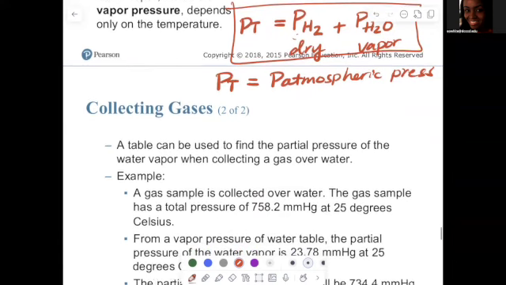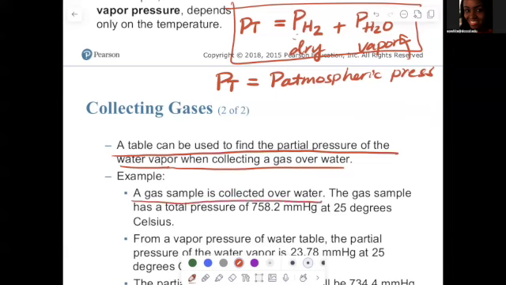So we're told here, a table can be used to find the partial pressure of water vapor. Oh, so we can find this number here from a table. Where's the table? You will see it in a moment. When collecting a gas over water, example, a gas sample is collected over water. Okay, pause. Since the gas is collected over water, what we're saying here is the pressure of that gas sample that we're making will be added to the pressure of water to get the total pressure. Okay, continue reading. The gas sample has a total pressure. You see how this plays out?